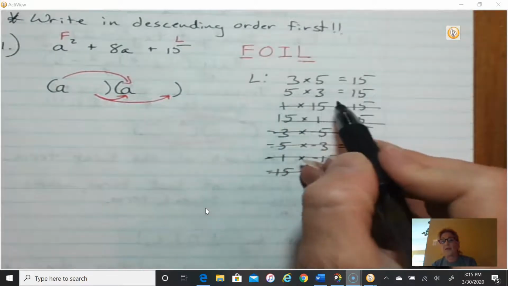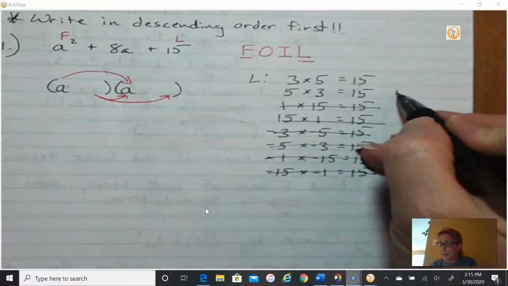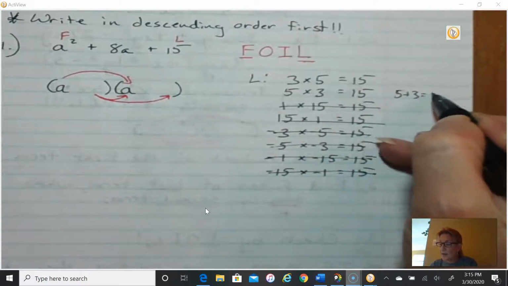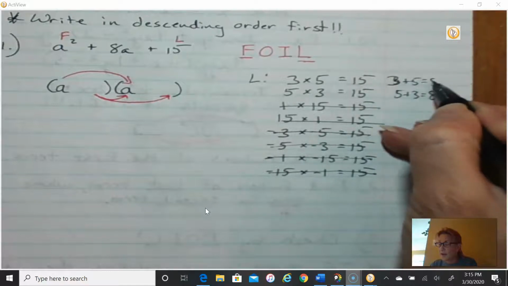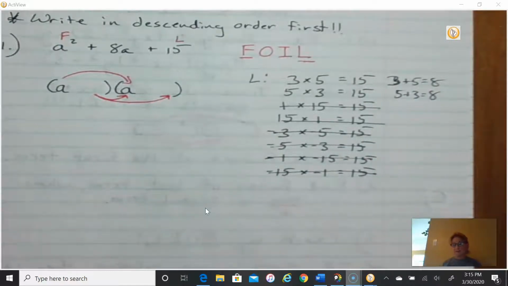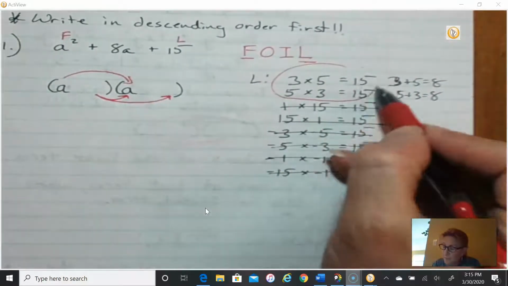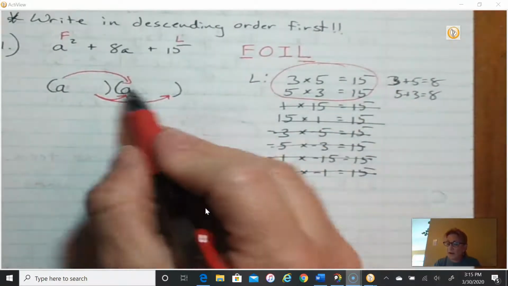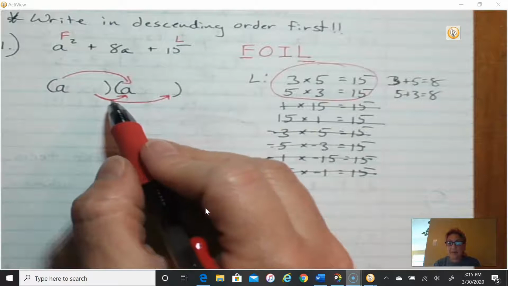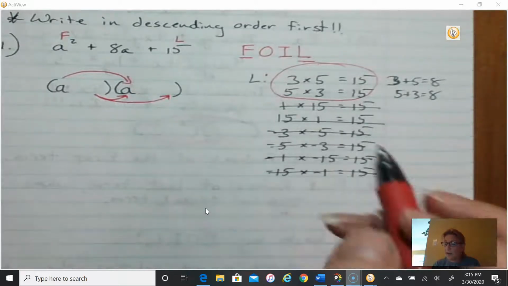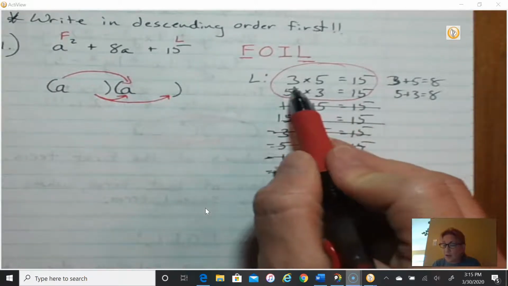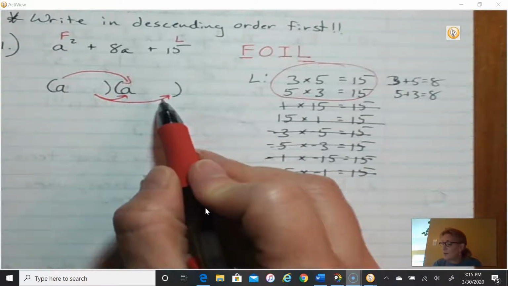Does 5 plus 3 give you 8? Yep. 5 plus 3 gives me 8. And, 3 plus 5 gives me 8. So guys, let me show you. Either one of these will work in this slot. For this one, it doesn't matter. Okay? It does not matter. But when multiplied, it gives you the last one.